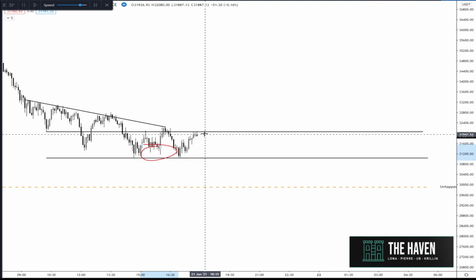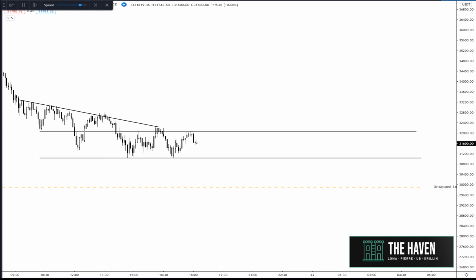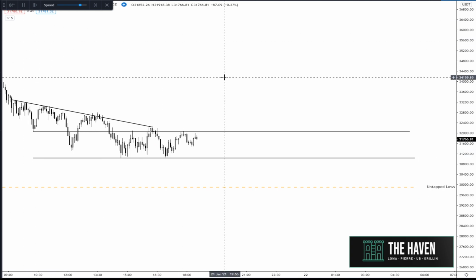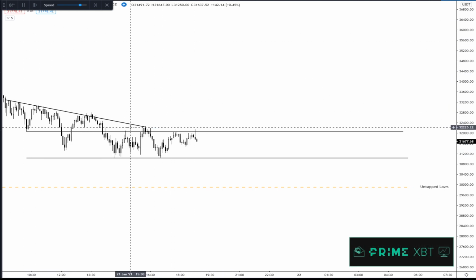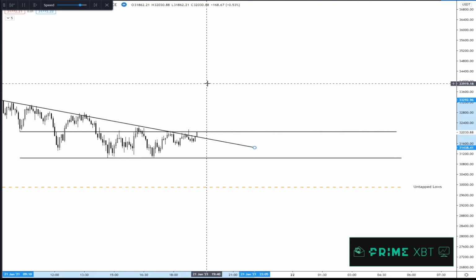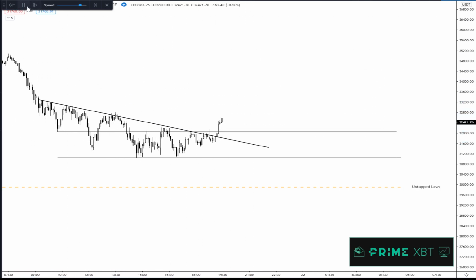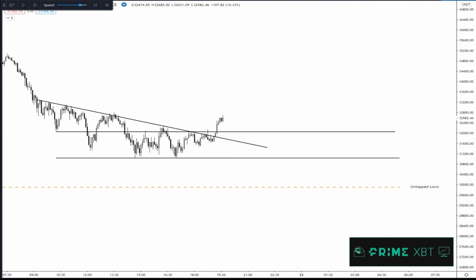Bounce. Kind of just ranging, kind of just chilling out. Series of lower highs still valid, by the way. And there we go. Okay, this is actually where, let me see. Okay, this is it. This is the bounce that got me interested in the scalp long.